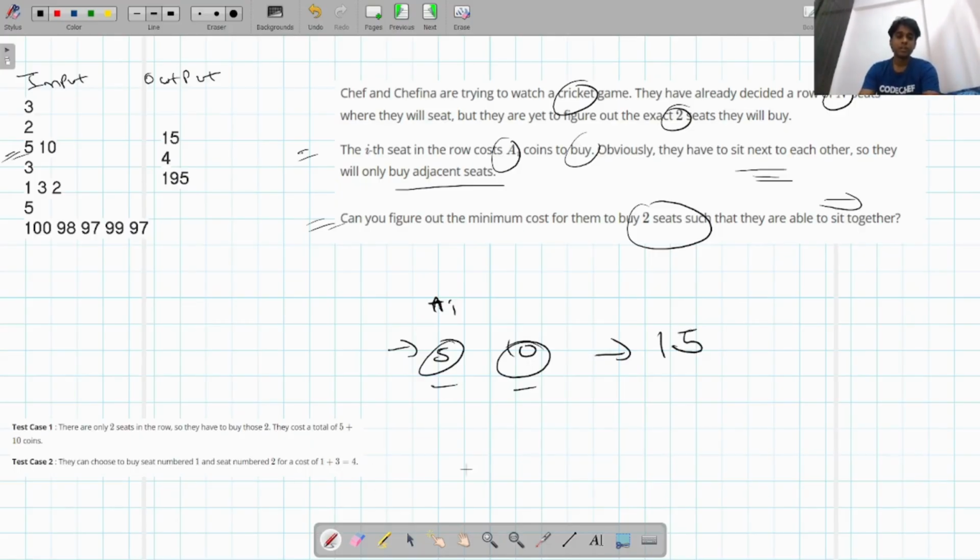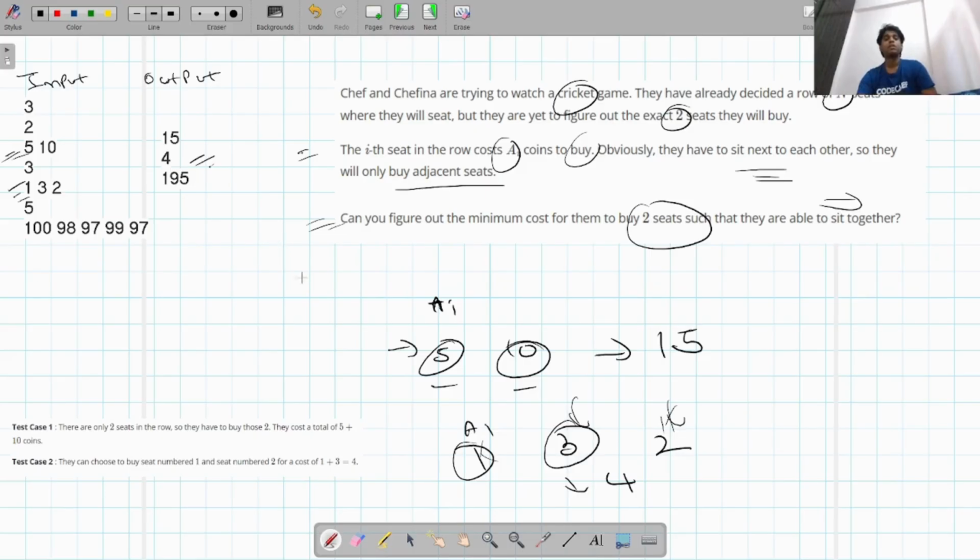Now let's take the second test case. For A of i, this is 1, 3, and 2. If they want to go for the minimum, they will take seat 1 and seat 2, because if they take this seat or this seat, it will be 5, and they can't take 1 and 2 separately because they have to be adjacent. So 1 plus 3 equals 4. The minimum cost is 4. So guys, I think the test cases are pretty much clear and very straightforward.